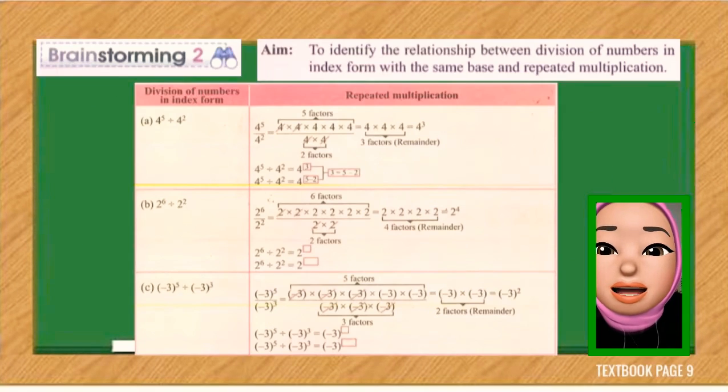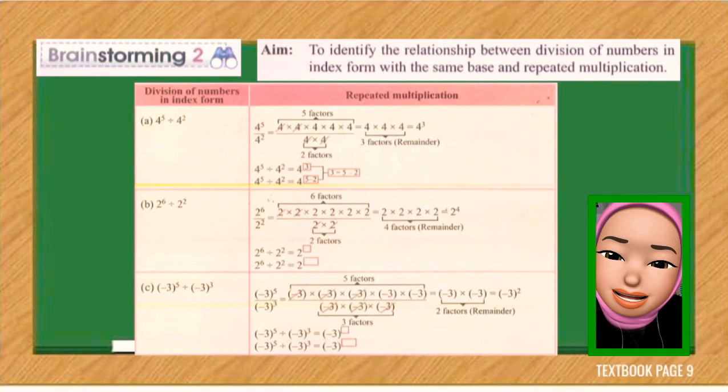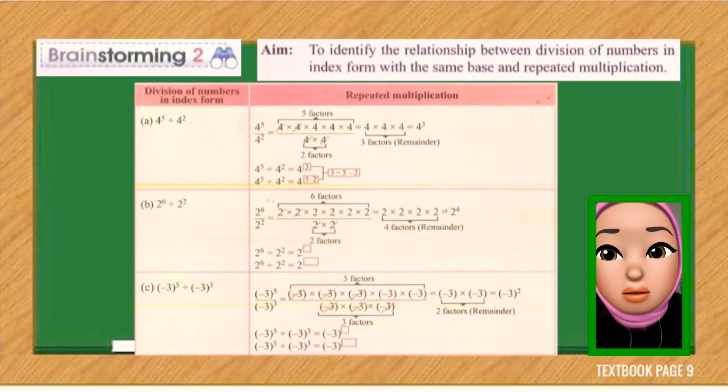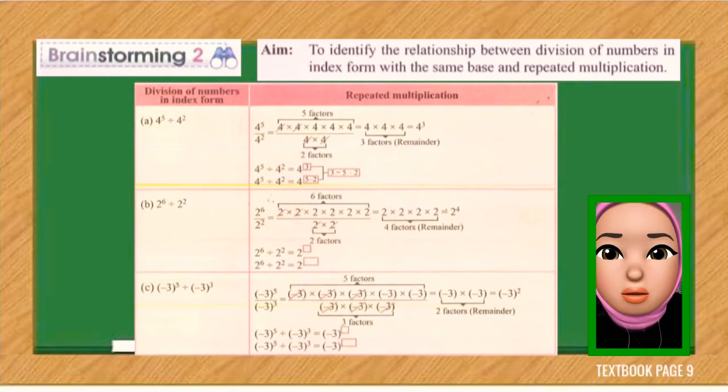Now, let us look at Brainstorming 2, textbook, page 9. Look at example A. 4 to the power of 5 divide 4 to the power of 2. Then, we have to solve it using repeated multiplication. Look carefully at example A. As you can see, what we should do with the power? We have to minus the power.